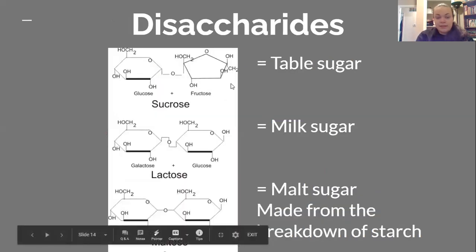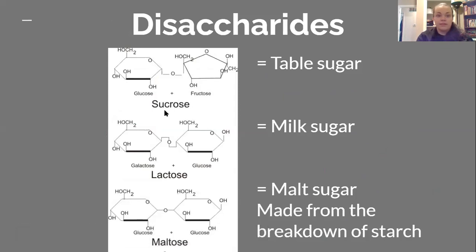So disaccharides, these are 2 of the building blocks. The first is sucrose, which is just simple table sugar. Lactose, which is milk sugar, and this is the product that people who are lactose intolerant cannot digest appropriately. And then maltose is the third one, which is malt sugar, which is made from the breakdown of starch.